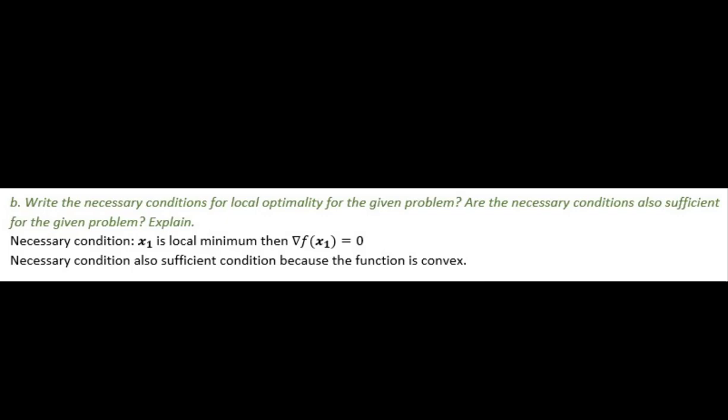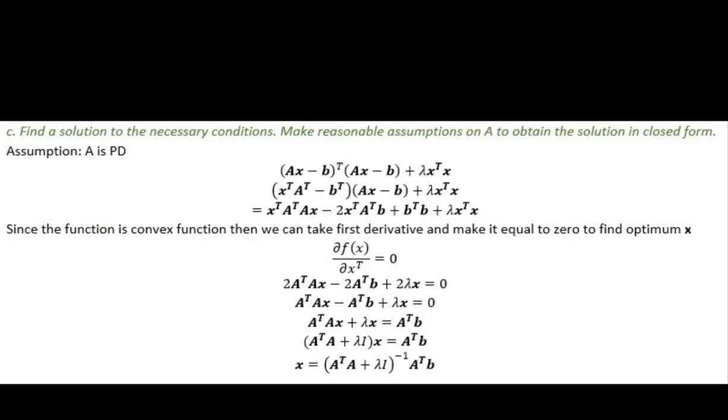And then problem C says to solve the necessary condition. So you find the gradient equals 0 and solve it. And again, if you keep them in the matrix style only, then you can solve it easily. Otherwise, there is no way you can solve it. So if you write it explicitly, then most probably it will be difficult for you to solve it.